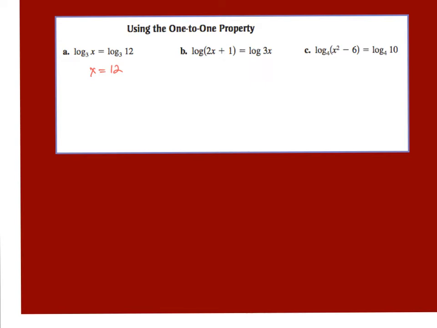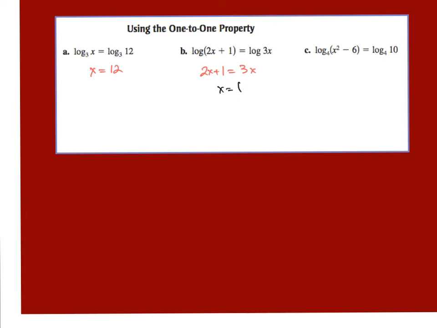This next one I have log base what? What is my base there? It doesn't have one. It's 10. Remember, if it's not explicitly shown, it is log base 10. I have the same bases on these, so then I end up with 2x plus 1 is equal to 3x. Then I need to start solving for x. I subtract 2x, so then I get x is equal to 1.